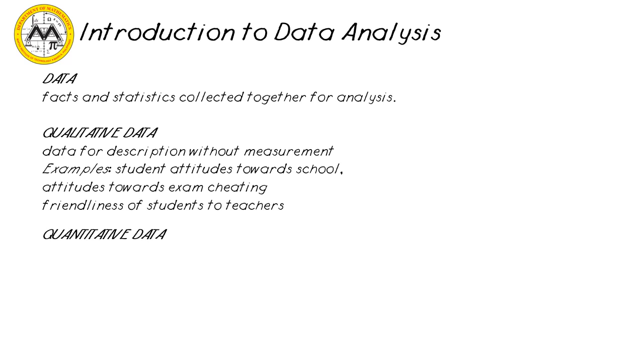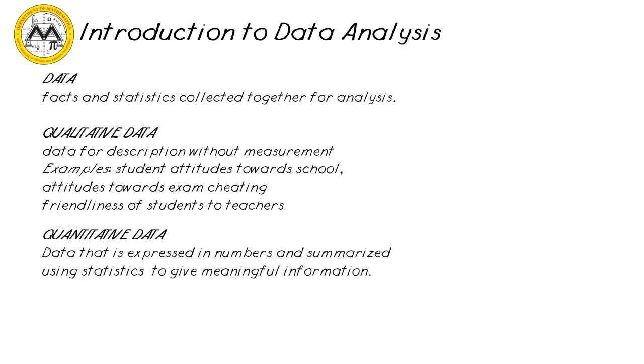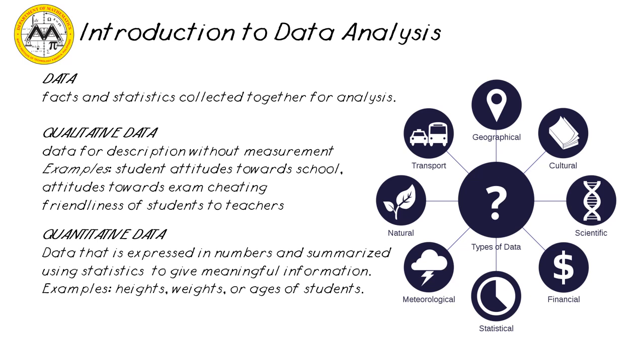For quantitative data, these are some of the numerical data that we have. These are the data that is expressed in numbers and summarized using statistics to give meaningful information. Examples would be heights, weight, ages of students. The data is comprised of geographical, cultural, scientific, financial, statistical, meteorological, natural, and transport systems.